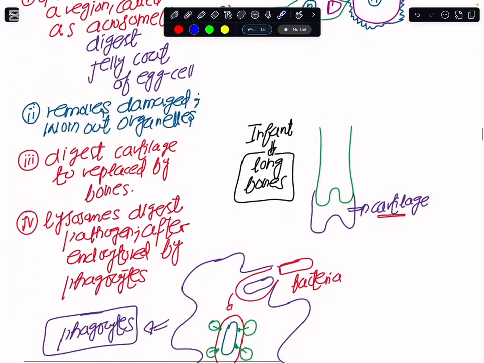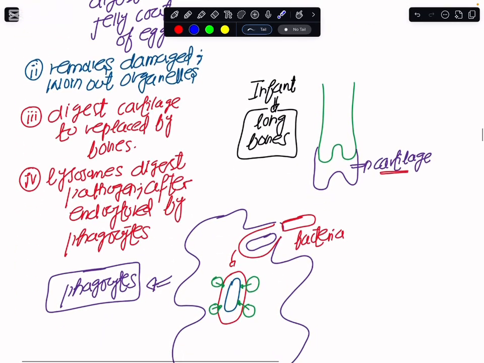The other scenario is that, since I have said that the organelles within the cells of our body get damaged or complete their life cycle, we have to replace them with new organelles. So whenever the damaged or worn out organelles have to be removed out of the cell, again the lysosomes would come into play.